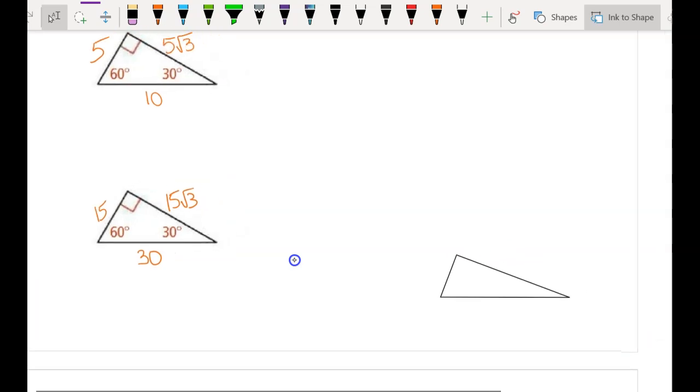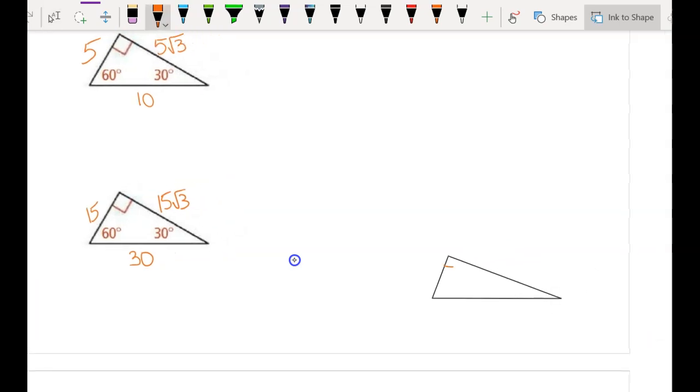Okay, and one more. So this is a right triangle. It is a 30, 60, 90 triangle. And let's say they give us the long leg, which is 10 square root of 3. What is the length of my short leg? My short leg is 10. What is the length of my hypotenuse? My hypotenuse is 20.